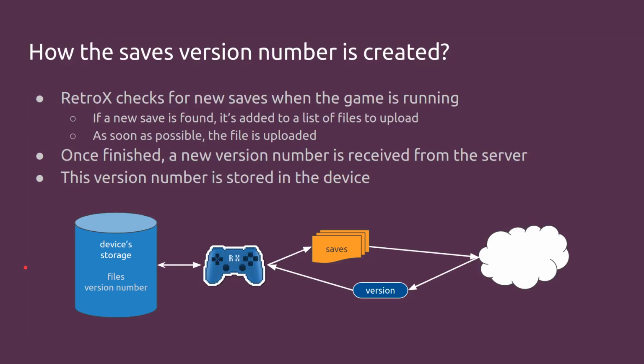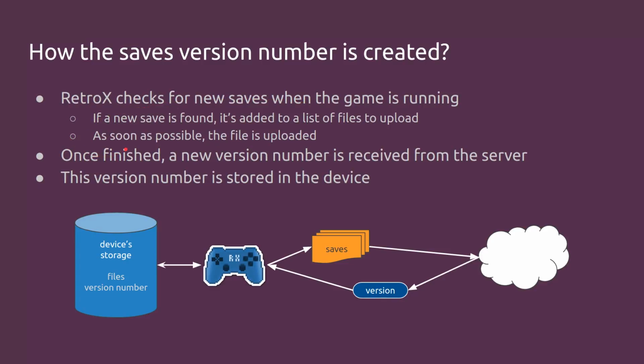So how is this version number created to begin with? When you start a game or when you're running a game, RetroX looks into a special folder to see if at some point the emulator creates a new save or a new state. If RetroX finds a state or a new file there, it adds it to a list of files to be uploaded to the server. And if there is a network connection available, the file is uploaded. So this is very quick. I think that every 5 or 10 seconds, RetroX is looking at the files to see if there are new files to be uploaded.